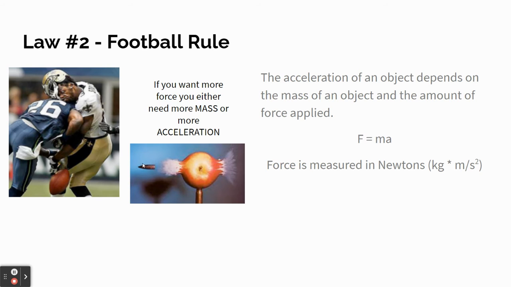If you think about a bullet, it has a lot of force. The reason it has a lot of force is because its acceleration is very great. Its mass is really small, but its acceleration is very great. So to have a lot of force, you either need a lot of mass or a lot of acceleration, or a little bit of both.